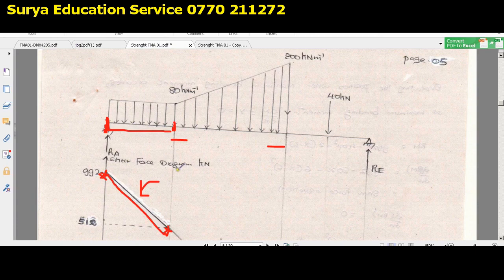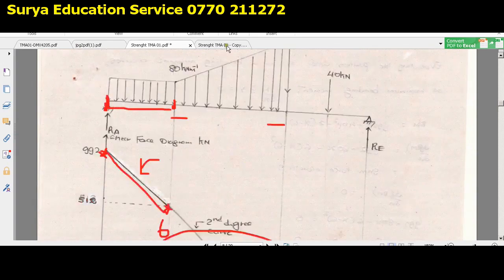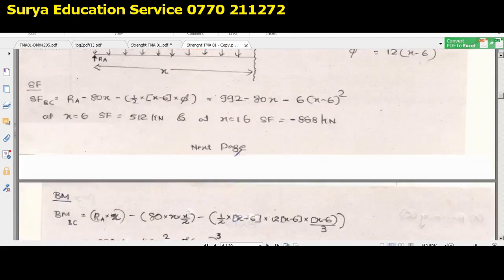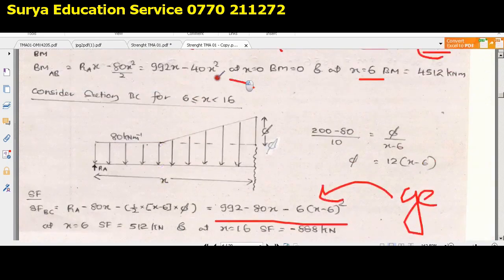Right, so now according to this section, I am still going to consider the shear force diagram. Then go to the calculation of shear force in the next section. This is the general equation of the shear force for the next section, which is defined by x greater than 6 and less than 16, as here.